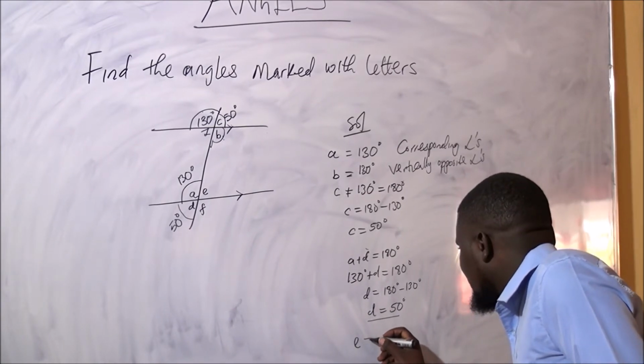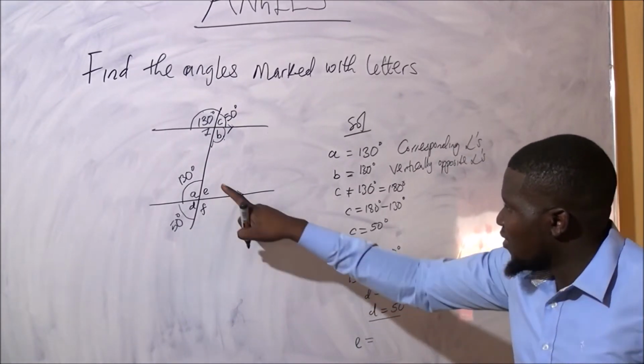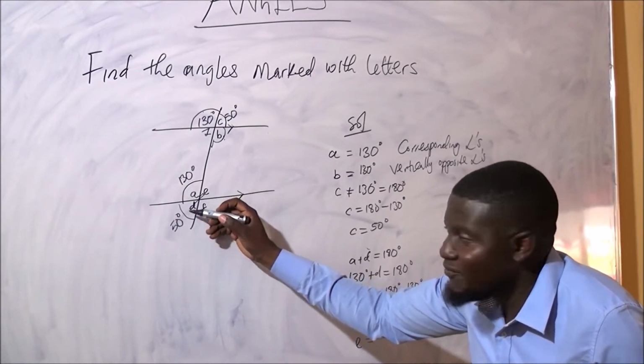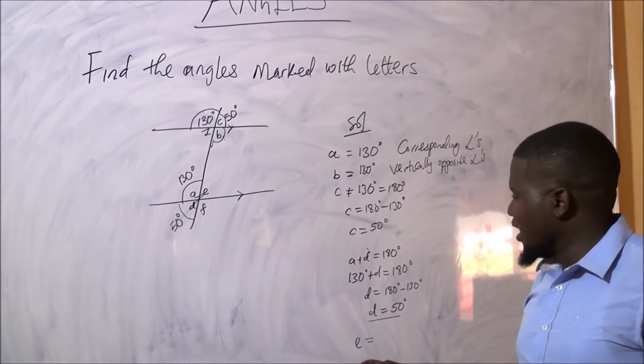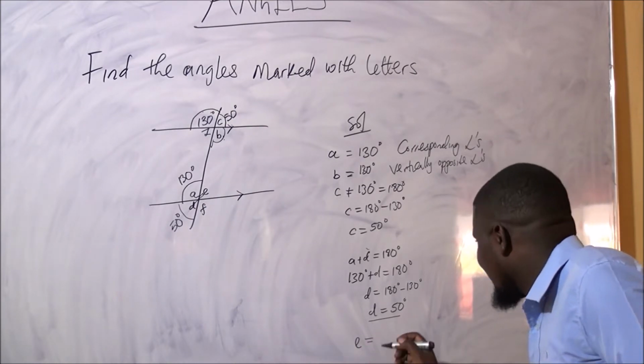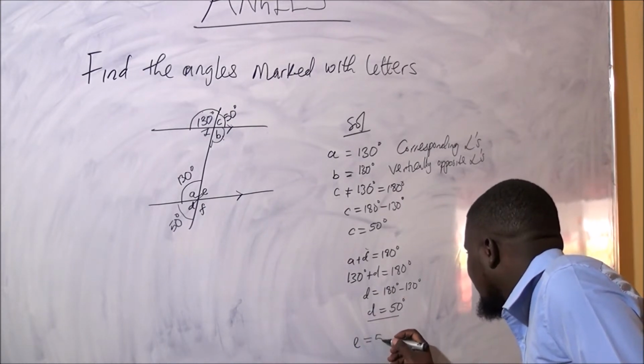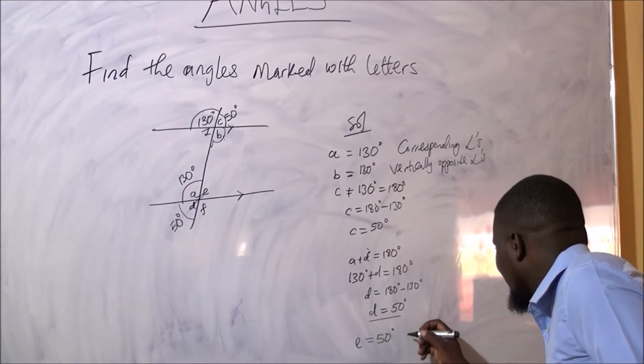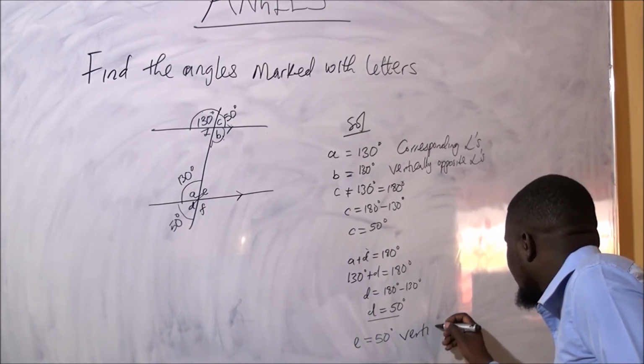E is equal to 50 degrees, because this angle and this angle are vertically opposite, are equal to each other. So meaning that I'll say E is equal to 50 degrees, and the reason behind it being 50 degrees is because they're vertically opposite angles.